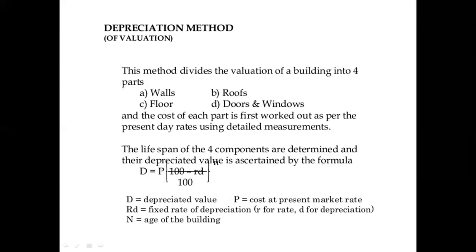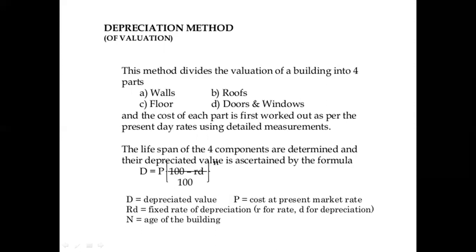Next one, depreciation method. It's the last method in the valuations. This method divides the valuation of buildings into 4 parts. There are walls, roofs, floors, and last one is the doors and windows. And the cost of each part is first worked out for present day rates using detailed measurements.